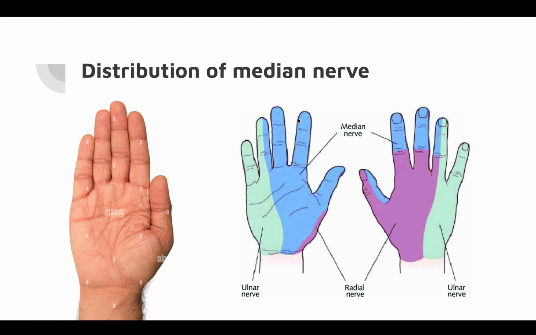The median nerve, here's another diagram which just shows the distribution of the median nerve. Again, it's these 1, 2, 3, 3.5 fingers. The ulnar nerve is always on the side of the pinky and the medial half of the ring finger.